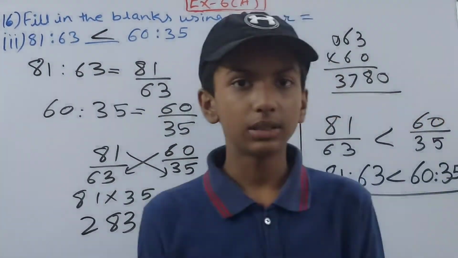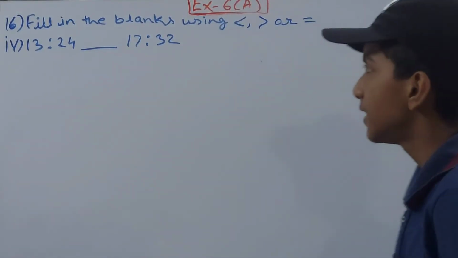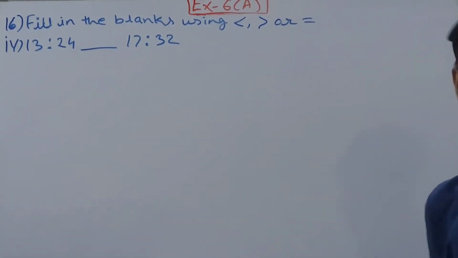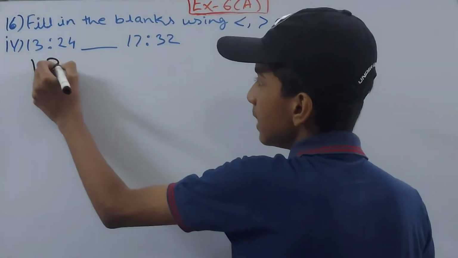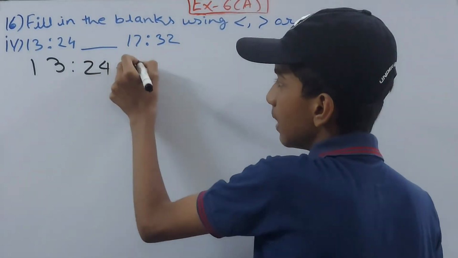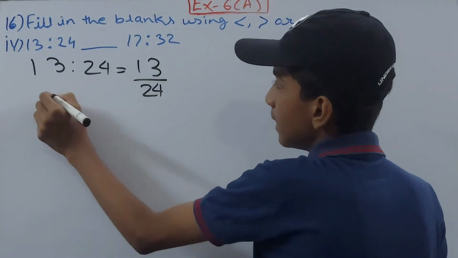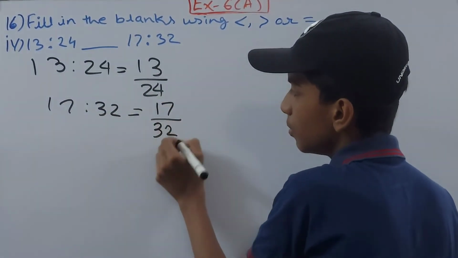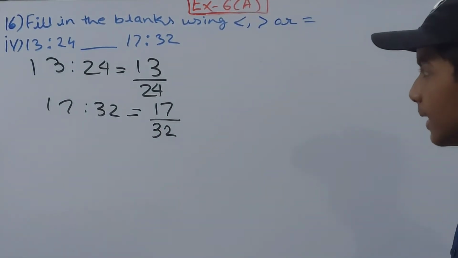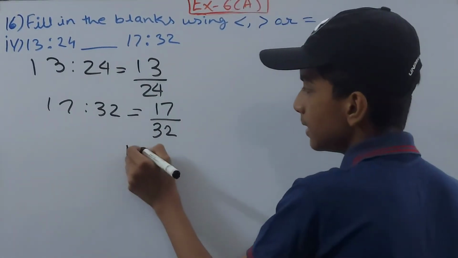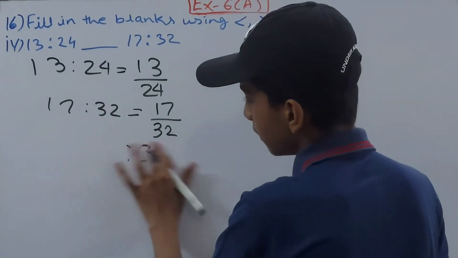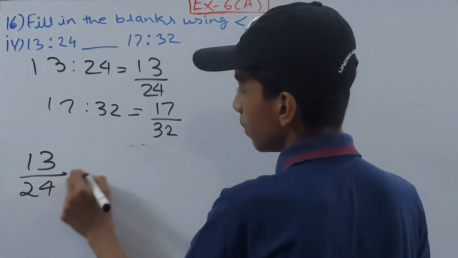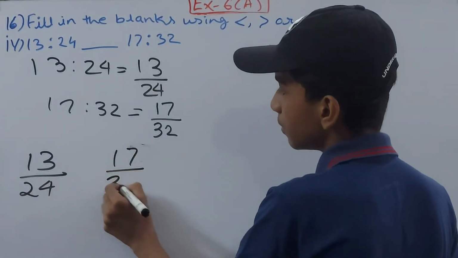Alright, let's move on to the next part. So let's move on to the fourth part. This one is 13 is to 24 blank 17 is to 32, right? So first of all, we'll write this 13 is to 24 as 13 upon 24. Then 17 is to 32 as 17 upon 32, right? Now you see that this can be cross multiplied easily. So 13 upon 24, I'll write it from here. Okay, so 13 upon 24, not 42, 24, and 17 upon 32.